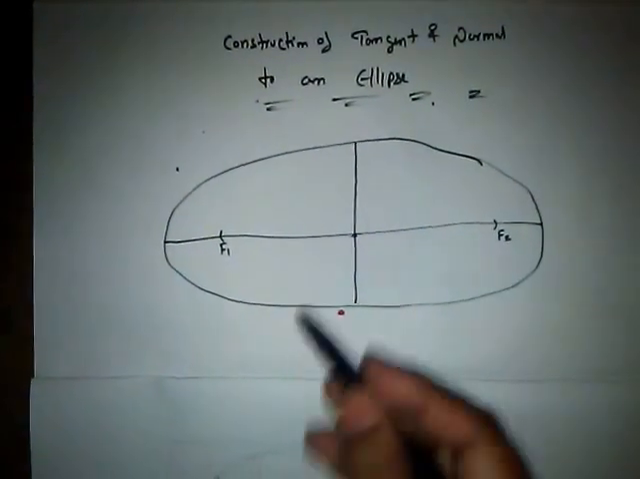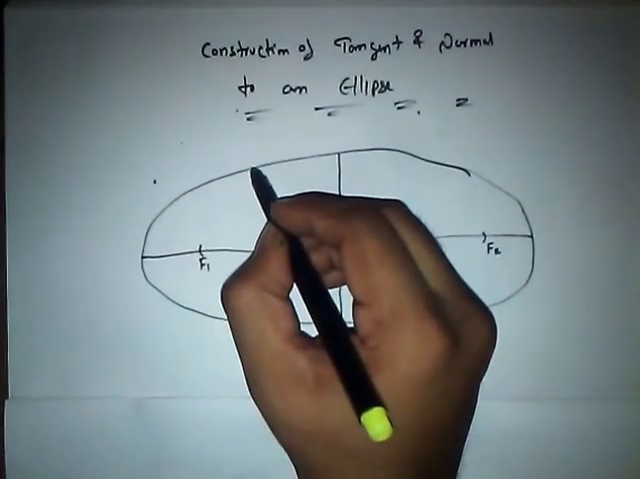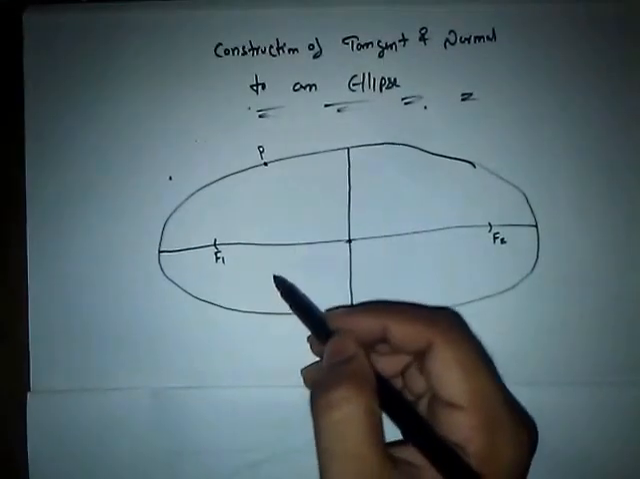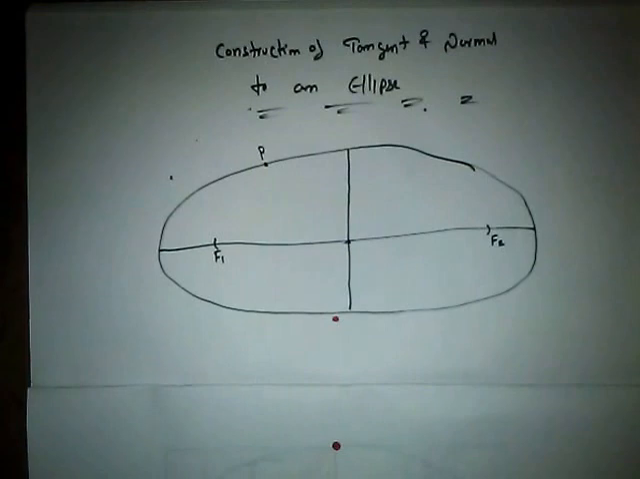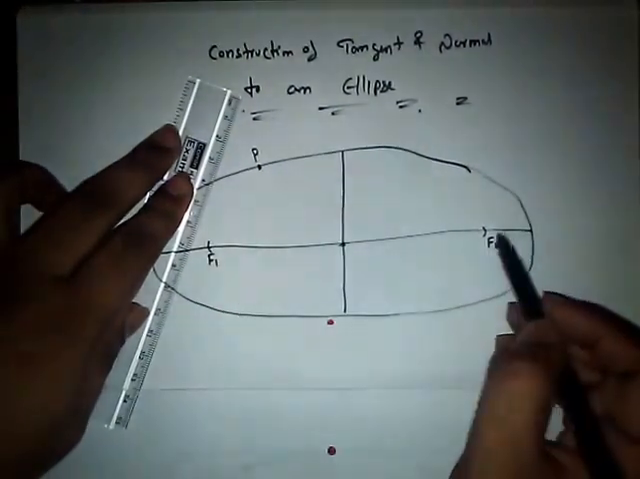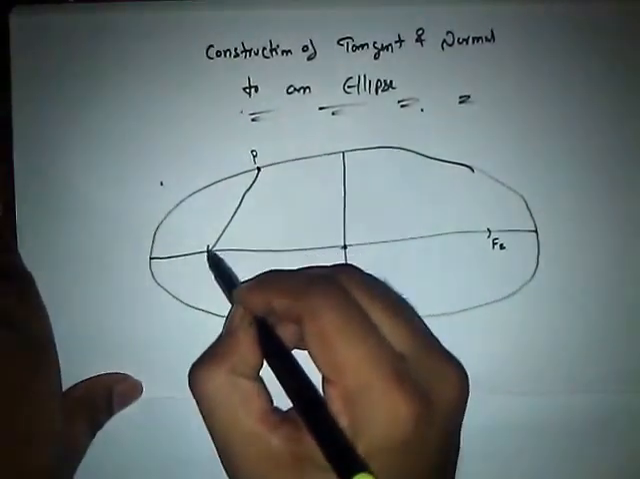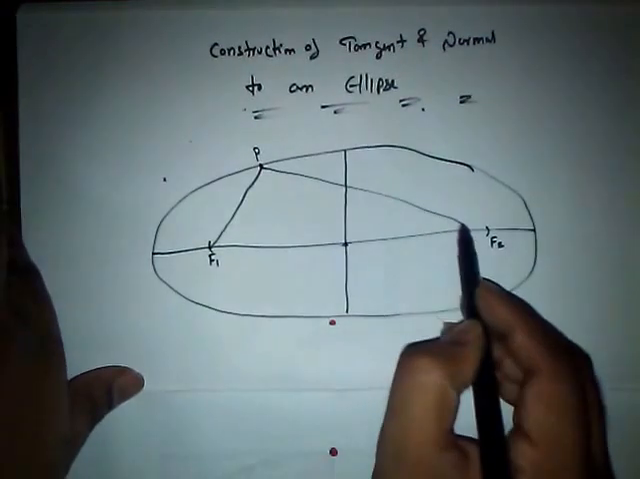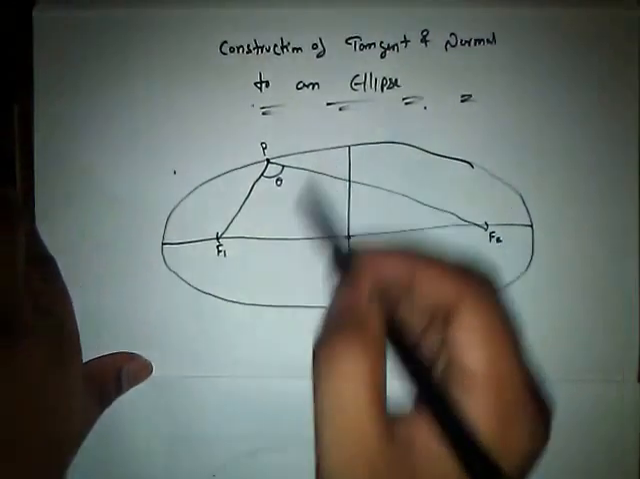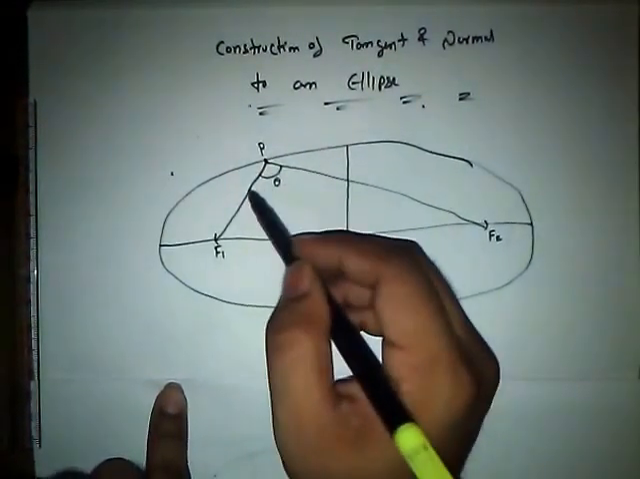Then we need to take a point on the curve, anywhere according to the requirements. Let us consider the point P is present over here. Immediately, join this point P to focus 1 and focus 2. Here you are going to have an angle known as theta. We need to bisect the angle into two parts, taking half of the angle.